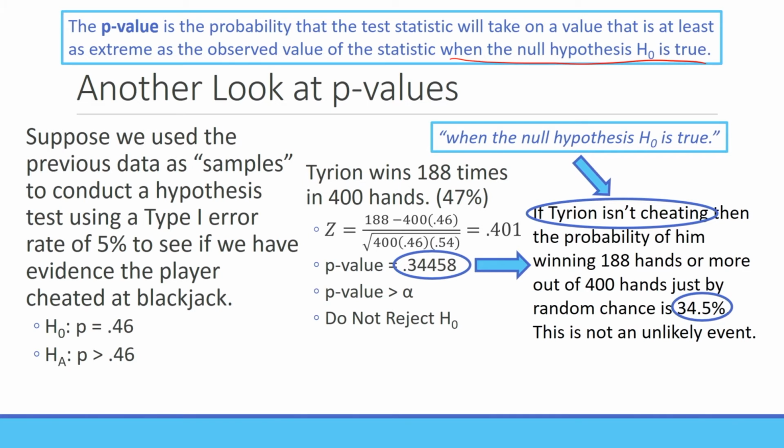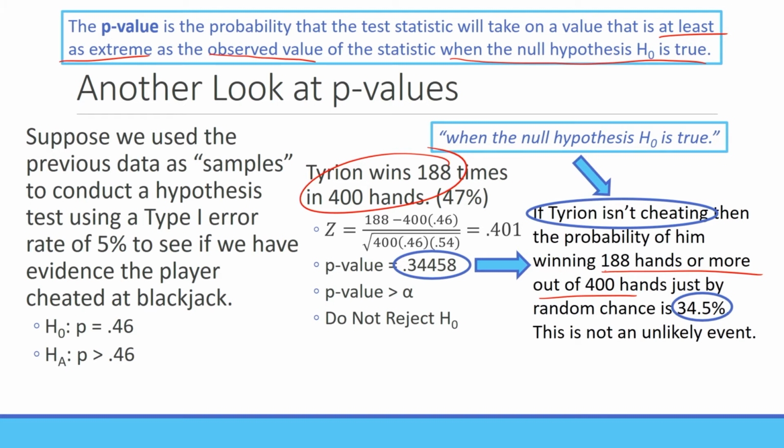Then it says the probability of him winning 188 hands or more out of 400. So going back to the definition, the probability that the test statistic will take on a value that is at least as extreme as the observed value. So our observed value is the 188 out of 400 hands. Then, at least as extreme, well, that would be winning 188 hands or more out of 400.